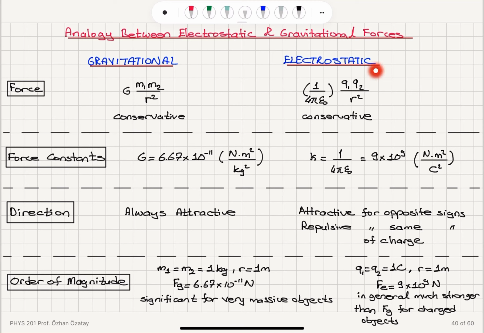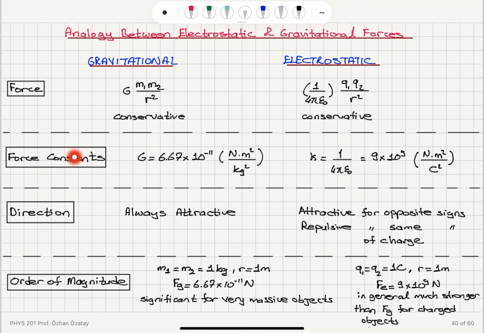In comparison, the electrostatic force is 1 over 4 pi epsilon 0, where epsilon 0 is the permittivity of free space, multiplied by the product of the two charges, Q1 and Q2, divided by the distance between them squared, R squared. The electrostatic force is also a conservative force.